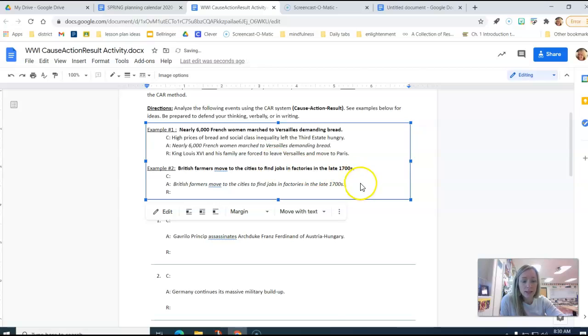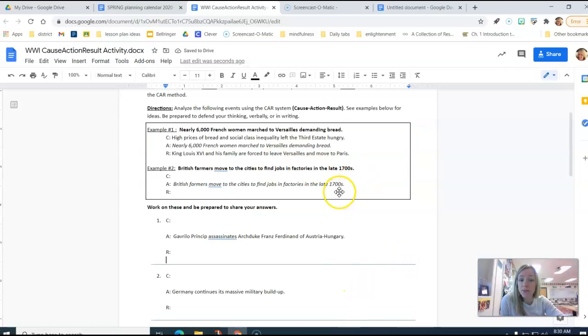With the activity today, there are sometimes more than one right answer, and that's okay too. So let's do this one. British farmers moved to the cities to find jobs in factories in the late 1700s, right? This was our Industrial Revolution, right? So we talk about British farmers moving to the cities as our action, right, to find jobs in factories. So now, a cause. What caused these British farmers to move to the cities to find jobs, right?